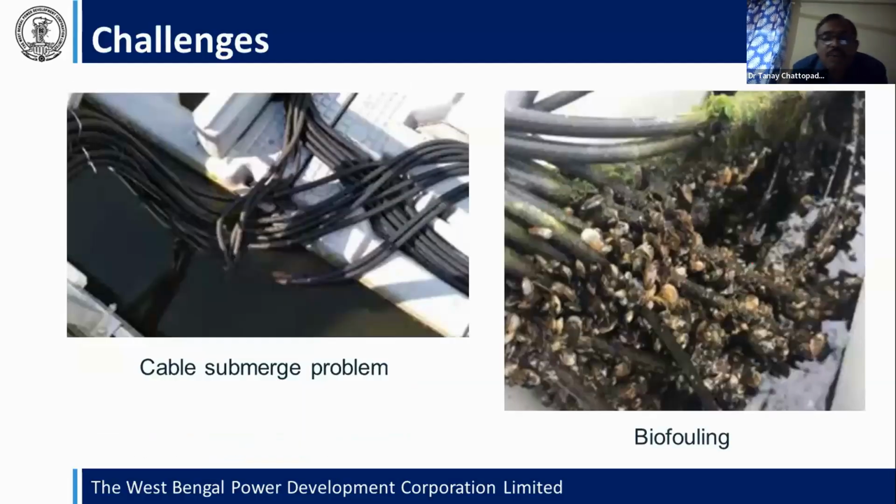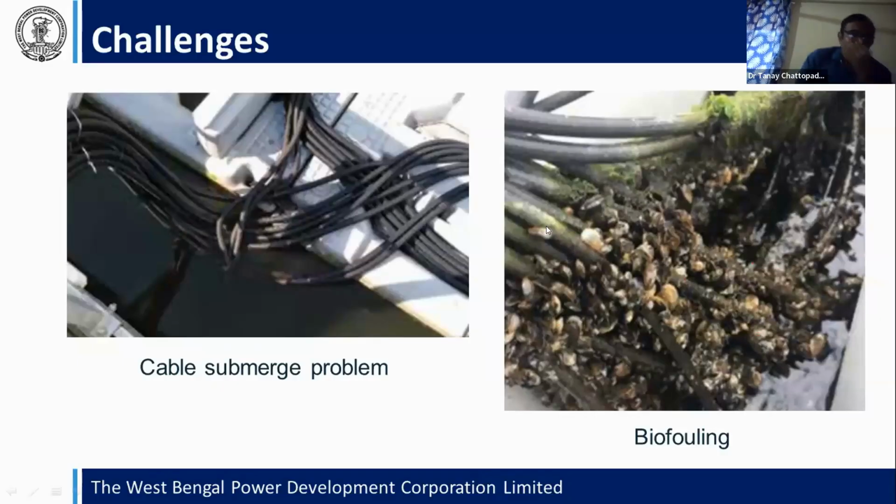And also we have to check the maintenance, such that any cable is submerged during the evacuation of the power from the solar system. If it is inside the water, then we have to use marine cable. Then the cable cost will be increased, and biofouling also happens on the water cable, and this also has to be cleaned up for a certain period. You have to check it.